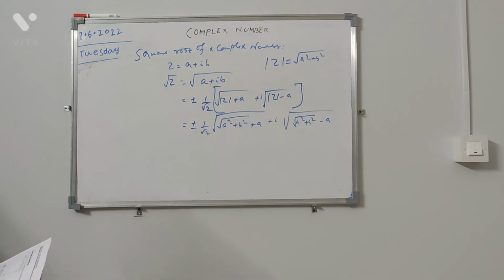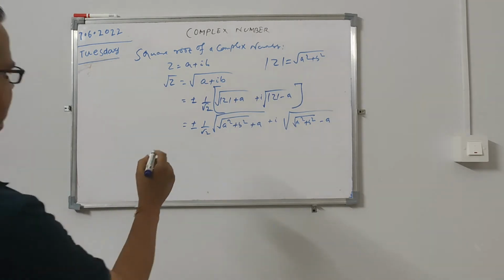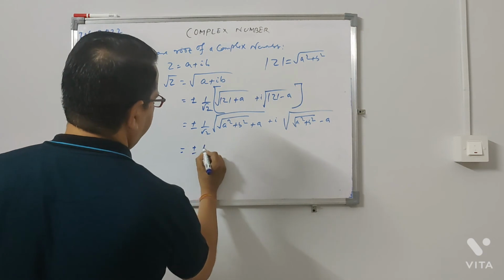Square root of z is equal to a plus ib. The square root is equal to 1 by root 2 times square root of z plus a, plus i times square root of z minus a. So this we can simplify, how do we get it?